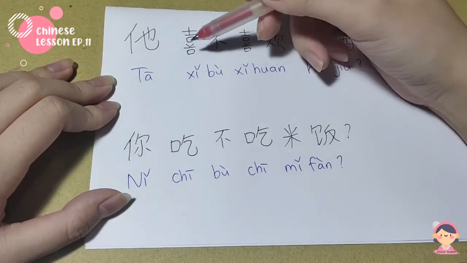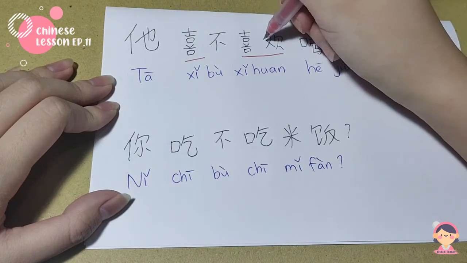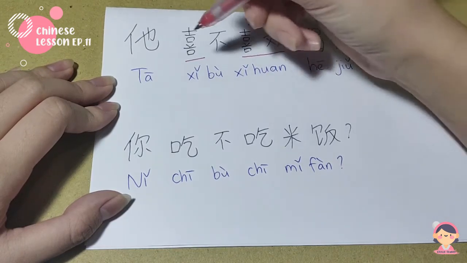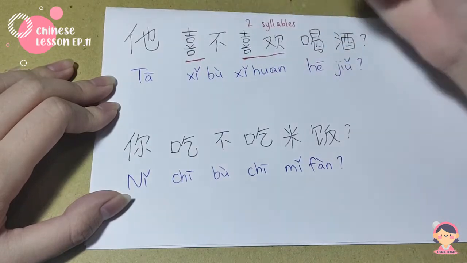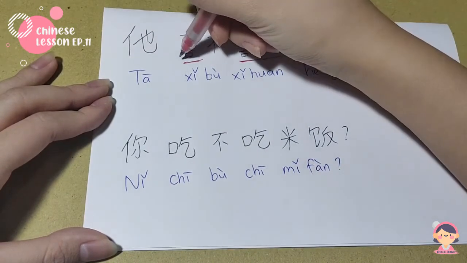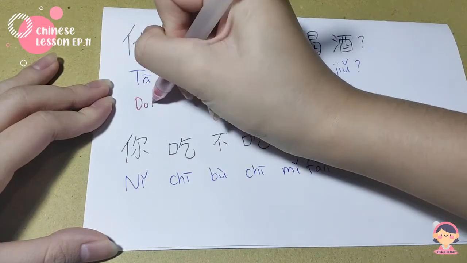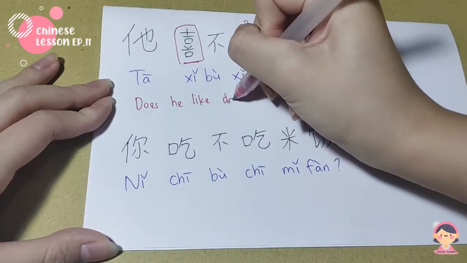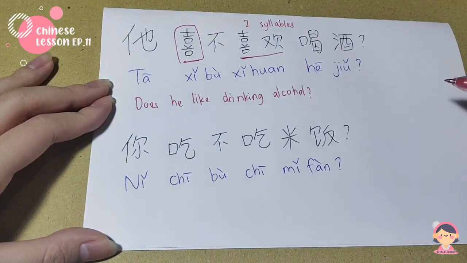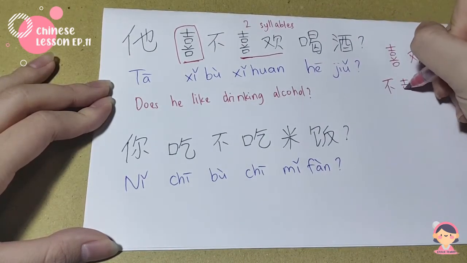The next sentence is 他喜不喜欢喝酒? It is a little bit different here because this word contains two syllables, right? 喜欢. So we just need to repeat the first syllable, 喜. So instead of saying it like 他喜欢不喜欢喝酒, we can make it shorter by only repeating the first syllable. 他喜不喜欢喝酒? This sentence means, does he like drinking alcohol? And the same like before, we can answer it with 喜欢 if he likes it, or 不喜欢 if he doesn't like it.